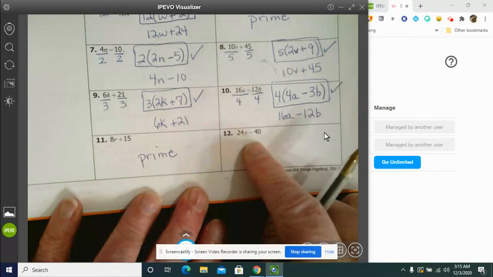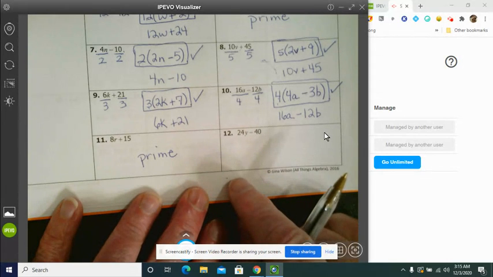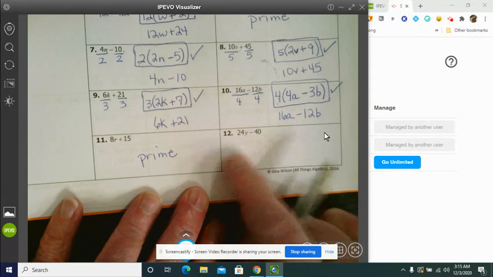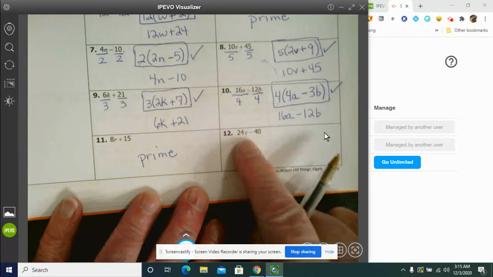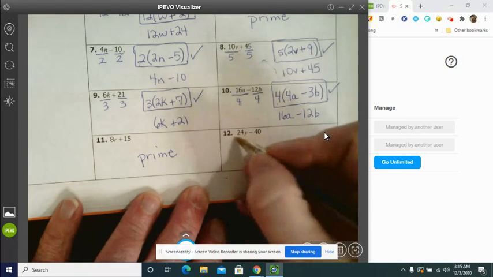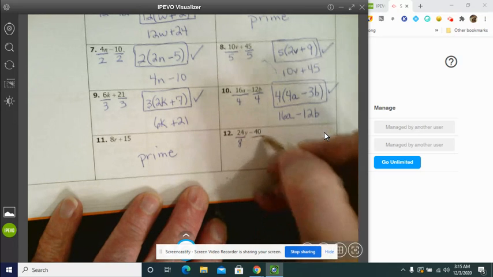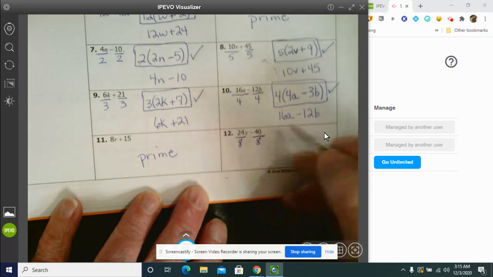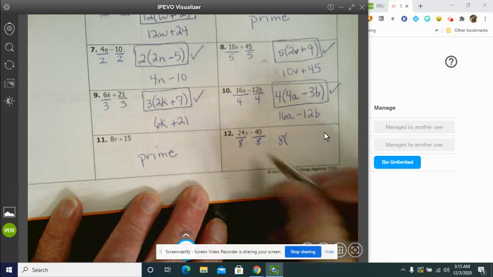24y minus 40. So I'm going to be looking for the biggest factor that both of those will share. So I could look at 4, I could look at 2, but I also could look at 8. 8 goes into 24, 8 goes into 40. So I'm going to choose 8, and I'm going to put that on the outside of my parentheses.